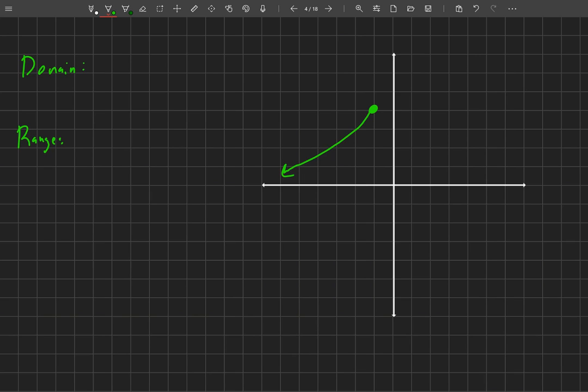Okay, the domain. This is the x value, so we want the furthest point left and the furthest point right. This one's a little different because the furthest point left isn't a point, is it? This arrow keeps going left and left and left. So on the x-axis, this graph keeps going forever to the left.